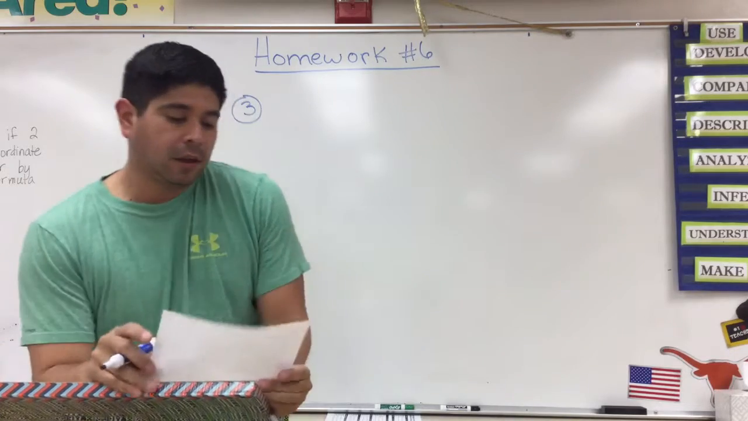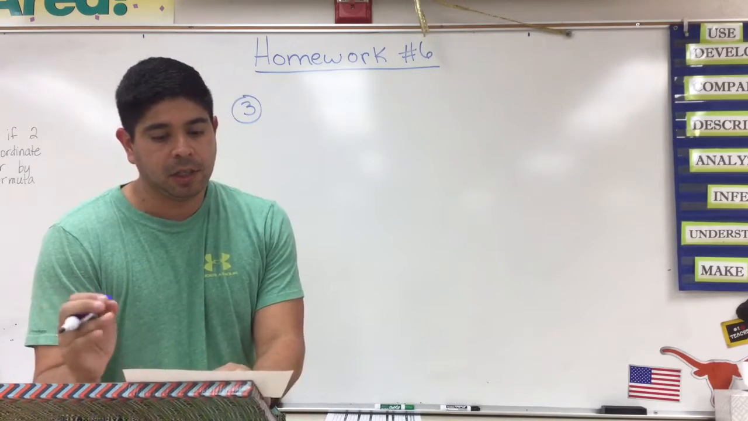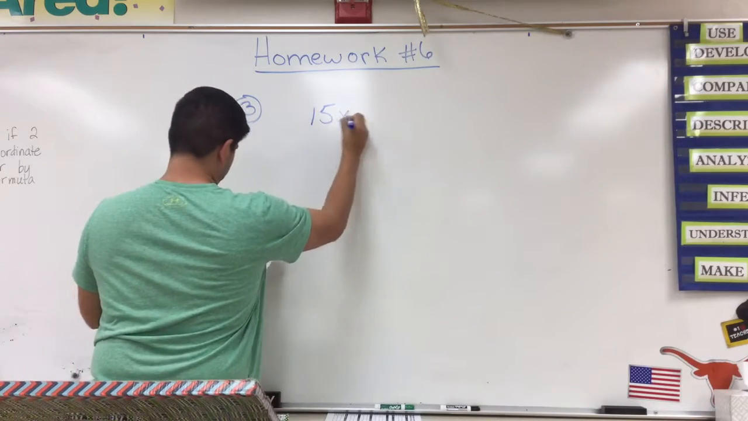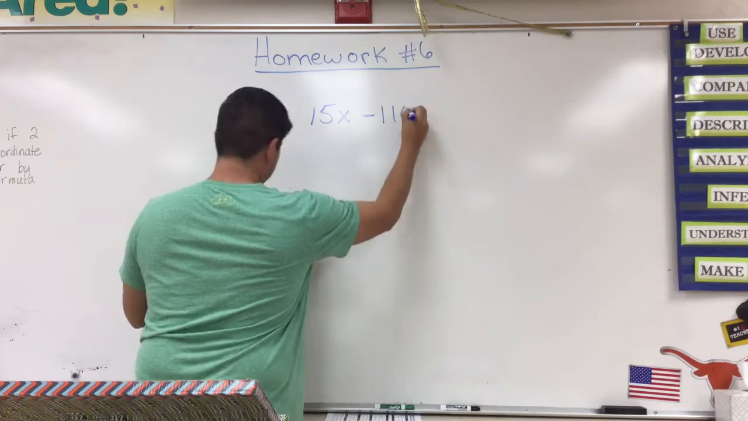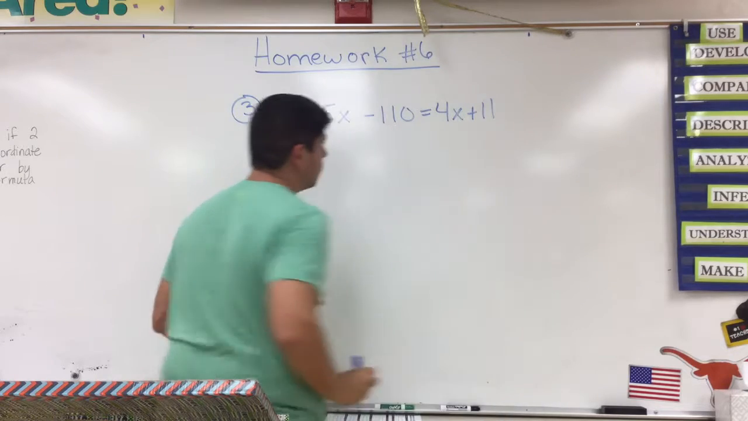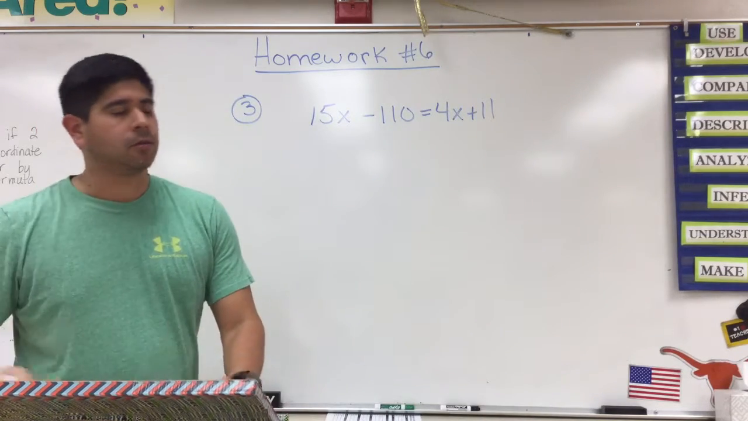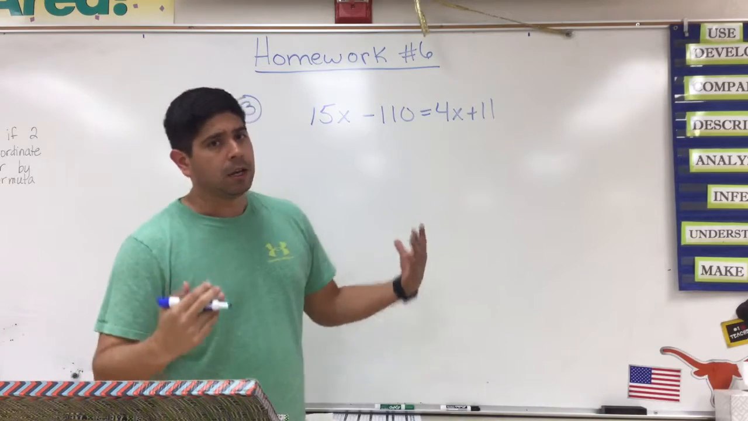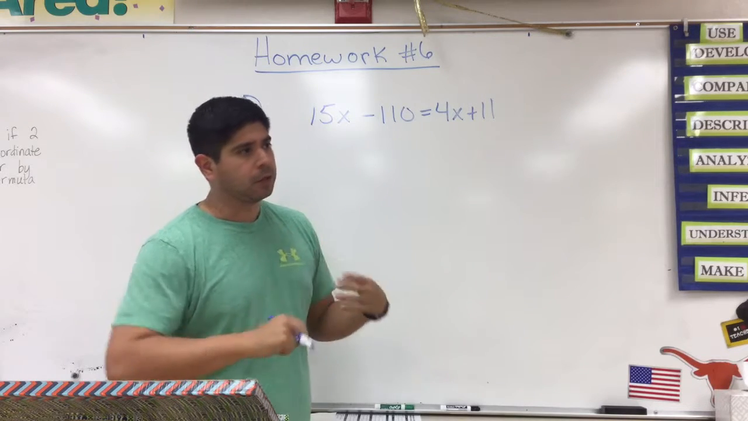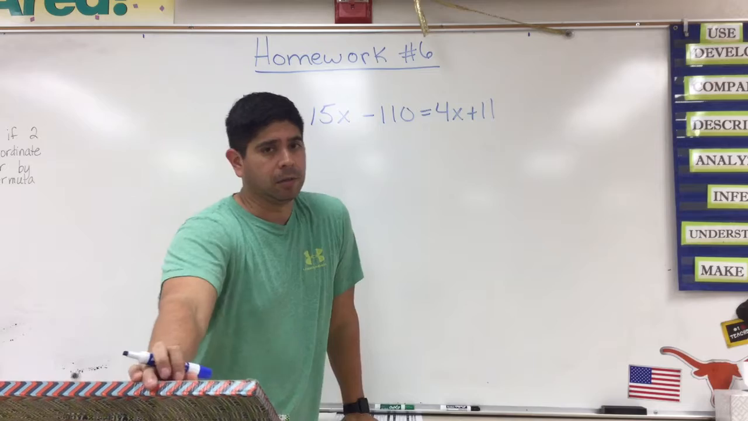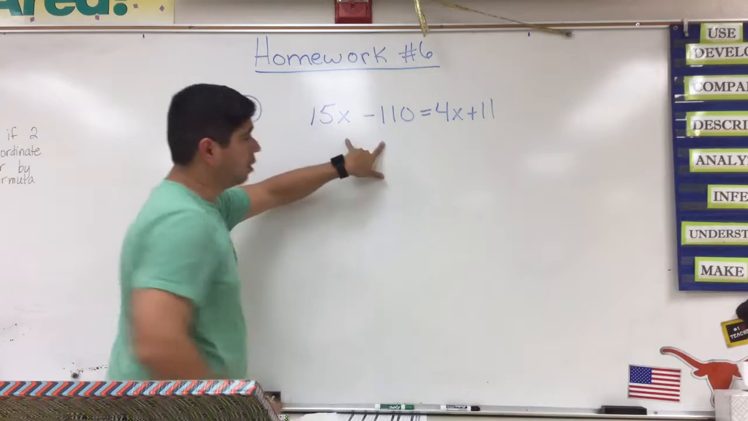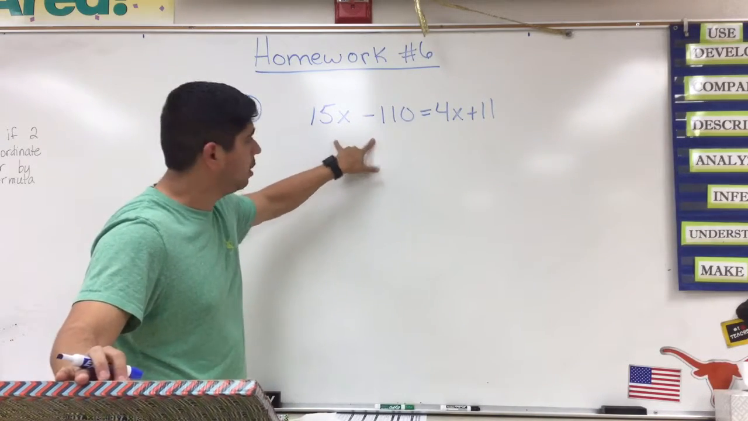Number 3 says, solve the equation 15x minus 110 equals 4x plus 11. So 15x minus 110 equals 4x plus 11. So when I solve for the value of x, remember, I have to get all my variables on one side and all my coefficients or constants on the other side. That way I can get to the coefficient with the variable, and then it's easier to divide. That's all I'm doing. So if I look, these terms are not alike. Okay, so I can't combine them or do anything with them.